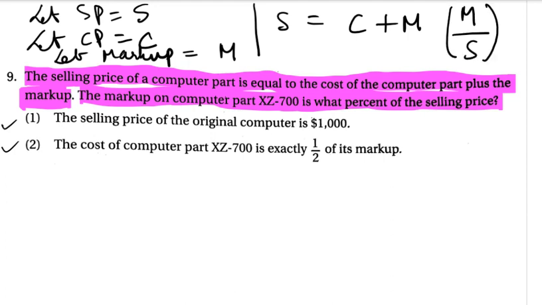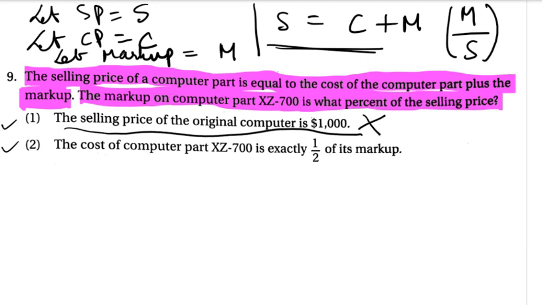Now if you analyze the first part, they are giving you useless information. They are telling you the selling price of the original computer is 1000. Now in this statement you cannot find out anything. With the selling price, what are you going to do? Where are you going to put it in this equation, and how are you going to find the percent? You're not able to find anything by just having the selling price of the original computer. So this condition is not sufficient.